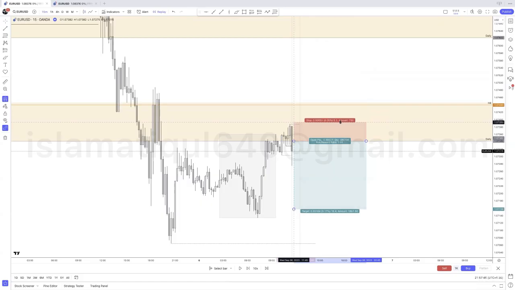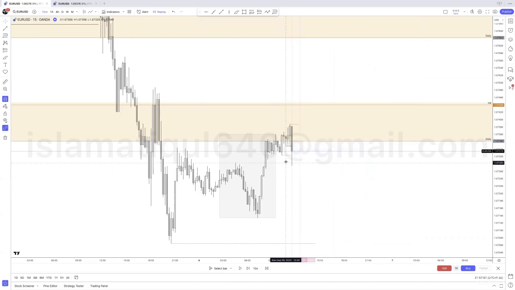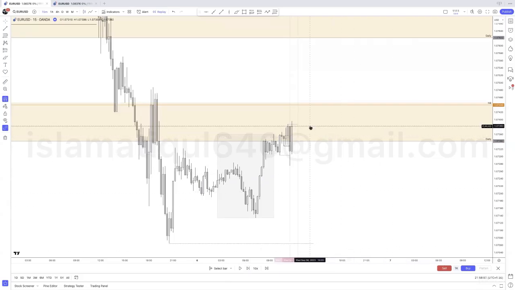We could have done this easily, maybe from the same resistance we marked out, and targeted somewhere here. But since they have swept this, they could come here. So patiently wait and see. Let's wait for London to open. Oh yeah, there, see? Now we have it. Good that we did not enter.